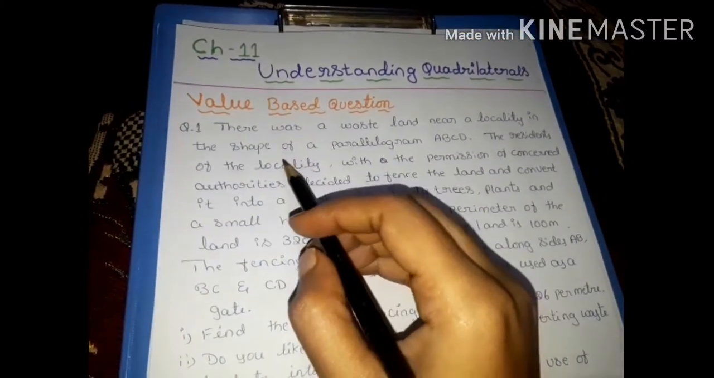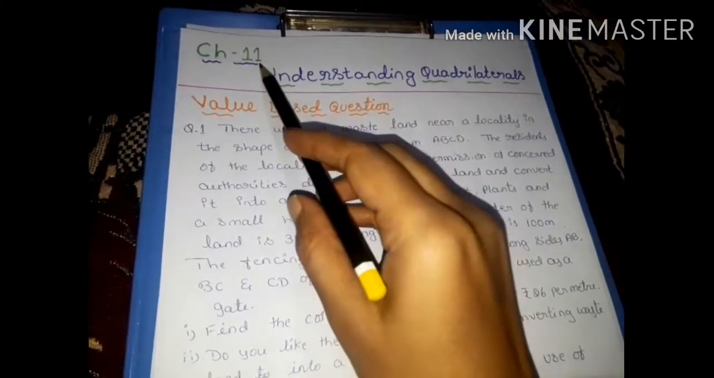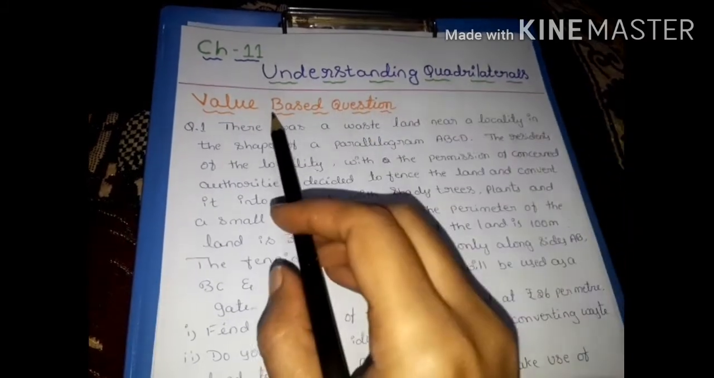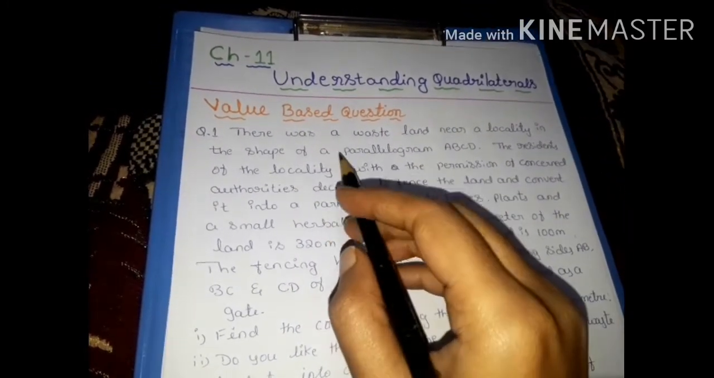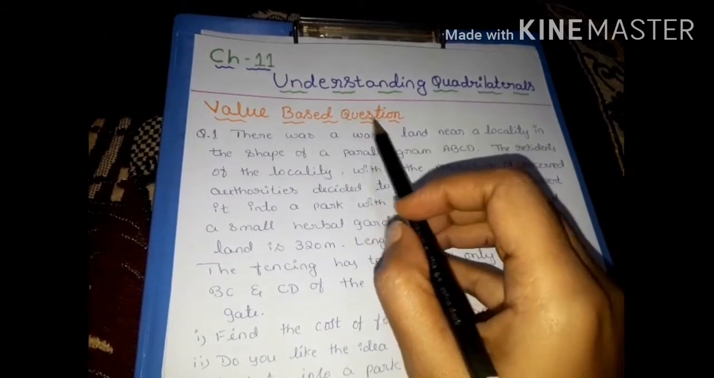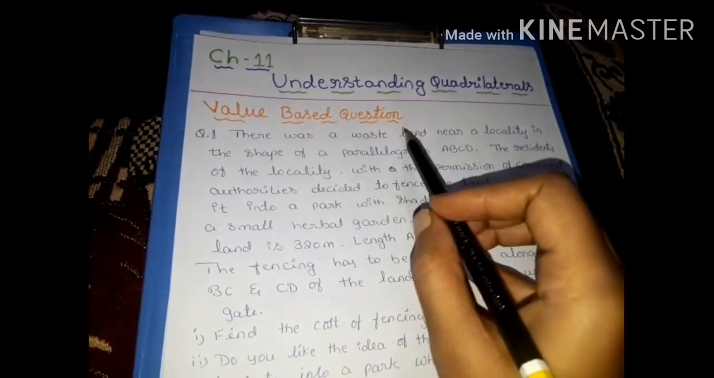In this video, let us solve Chapter 11 Understanding Quadrilaterals Value Based Question. In previous video, we discussed worksheet 3. Now let us solve from this chapter value based question.